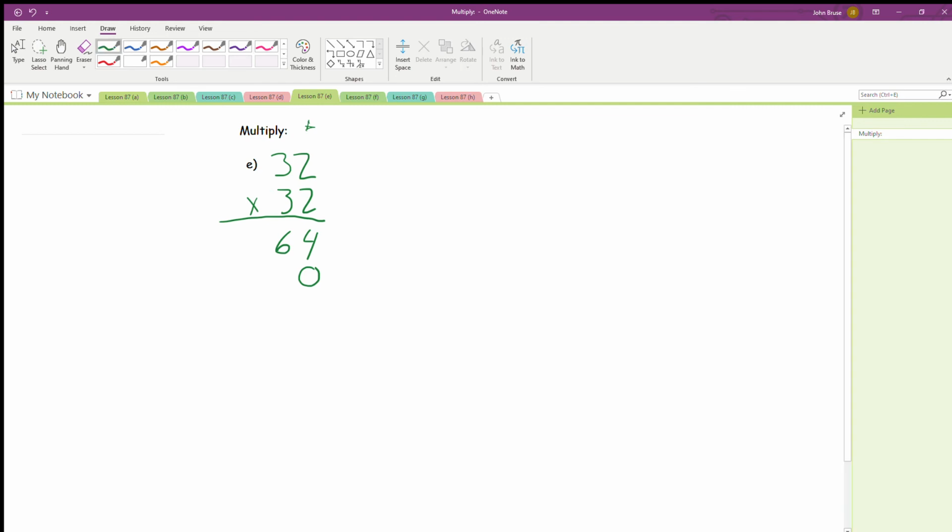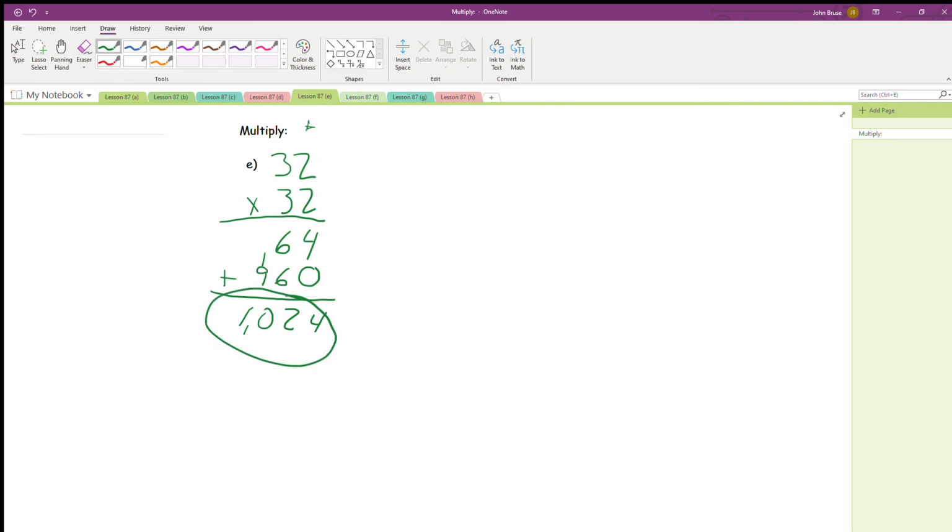So we start with 3 times 2 is 6. 3 times 3 is 9. We're going to add those up. We've got 4, 12, and 10. I'm going to double check it real quick. Since I'm not solving it multiple ways, I'm just going to double check real quick. 32 times 32 is 1024. We're good. Okay, make sure I circle my answer.